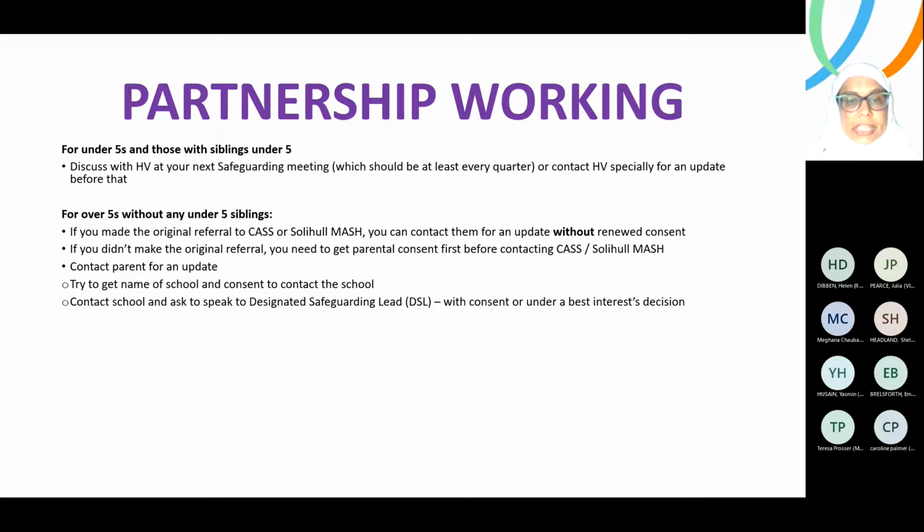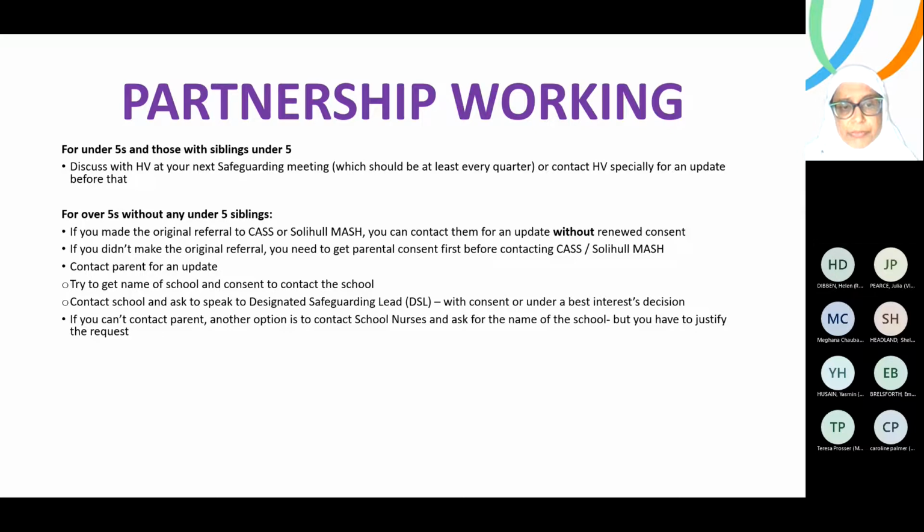And if you get the consent, you can contact the school and ask to speak to the designated safeguarding lead and just say, I'm looking for an update on this child, ideally with consent. But even if you've not got consent, you can still phone and just say, could you share any information under a best interest decision? And then it will be the school's choice whether to share with you or not.